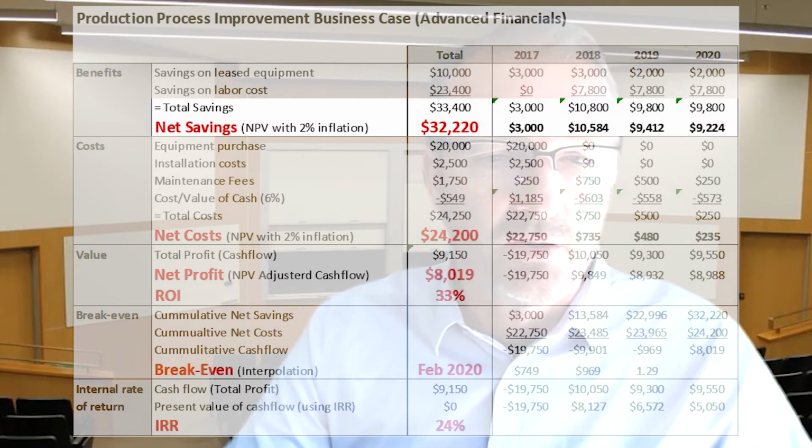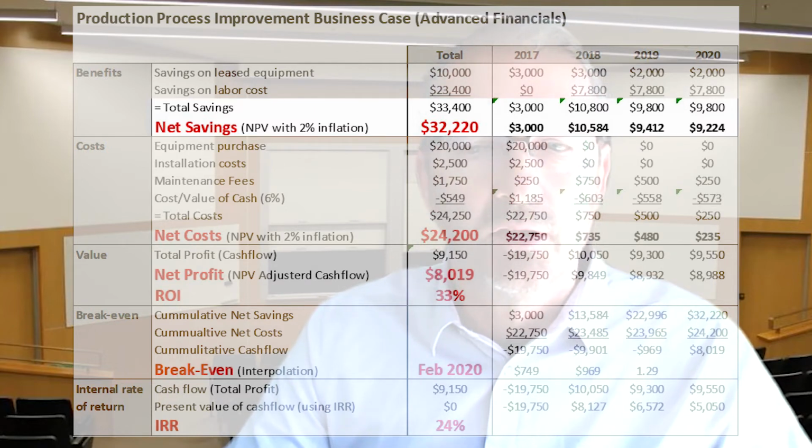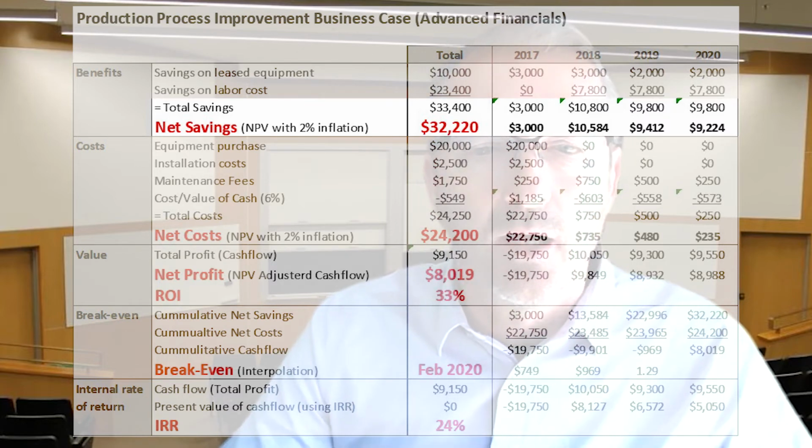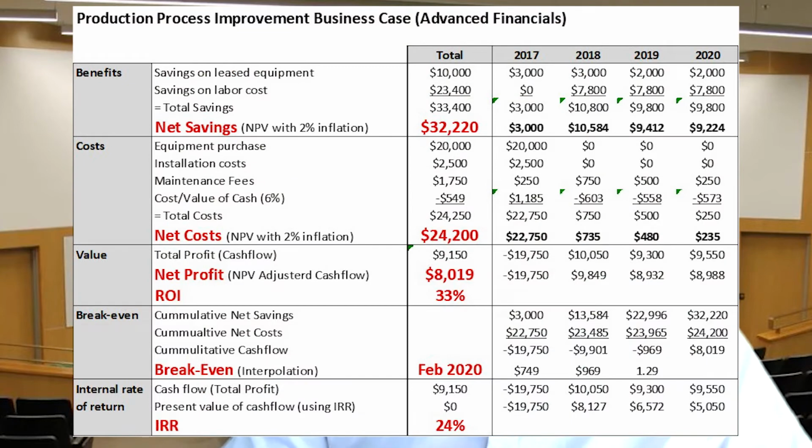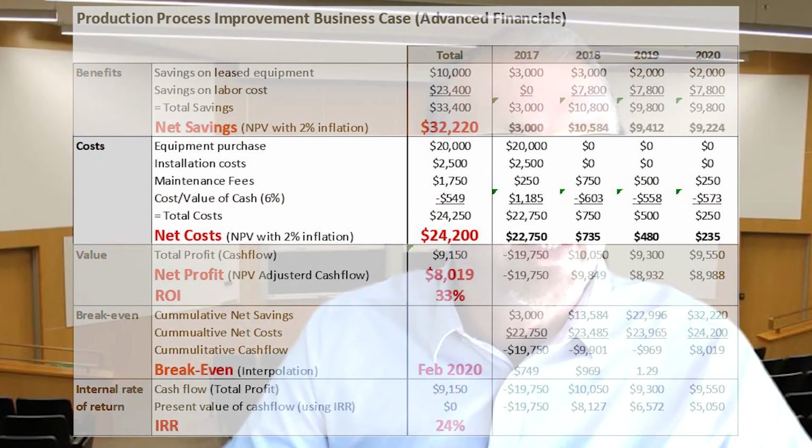If we deduct the inflation rates from the cash flow, you can see here that the net savings, so the net cash flow in today's currency, is $32,220. If we look at the cost of the initiative, we have the new equipment purchase. We have the installation cost. All of them have occurred in the first year, 2017. And then there's a maintenance fee running over the different years.